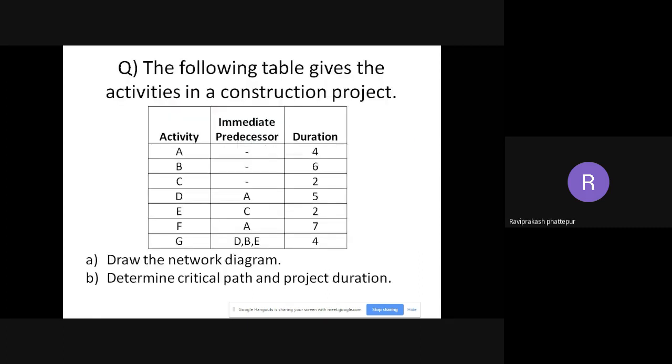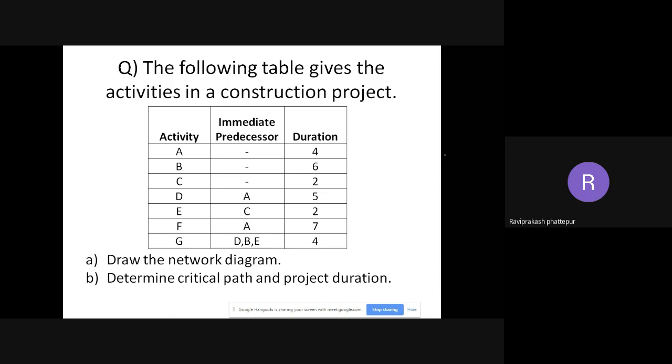Okay, next, take down this particular thing. Here in this case, activity nodes are not given. They are given the immediate predecessor. So take this: the following table gives the activities in a construction project. Take down this table, and under that draw the network diagram, determine the critical path and project duration. They are just asking you critical path and project duration, so no need to write ES, EF, LS and LF. Only till there you can do it.